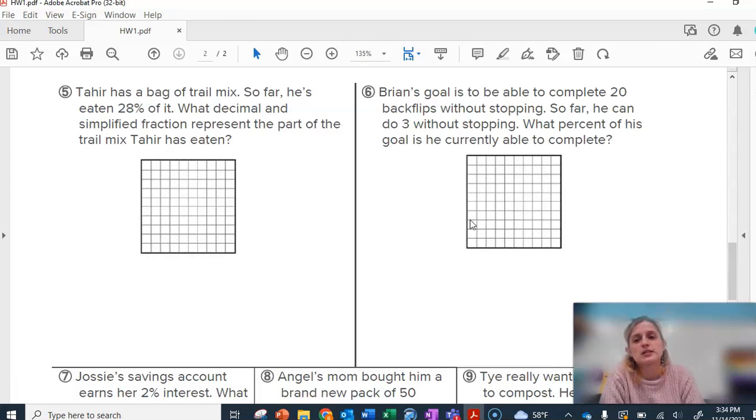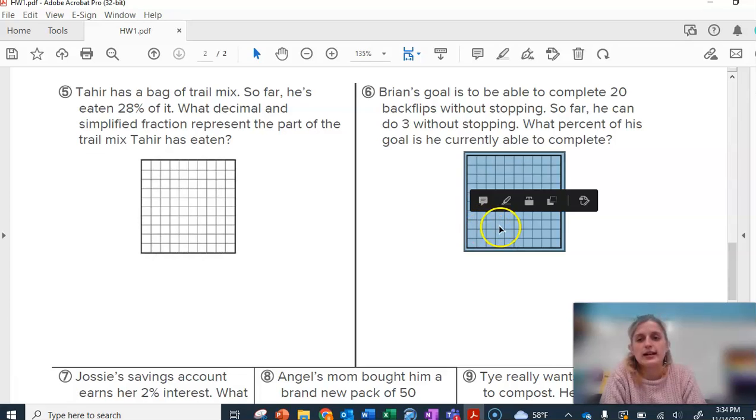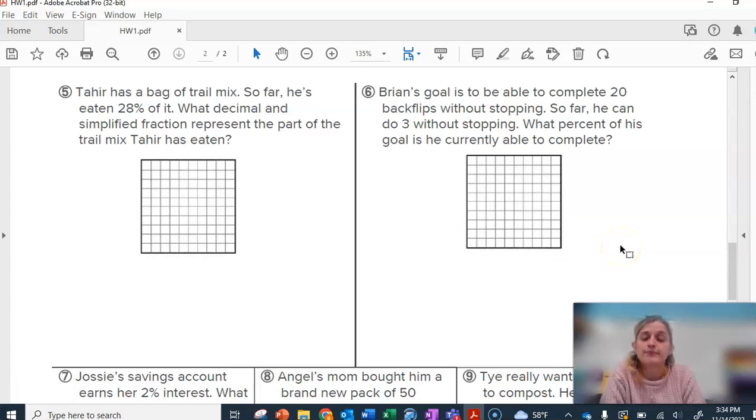Tahir has a bag of trail mix. So far he's eaten 28% of it. Make 28% into a decimal and a fraction that you then simplify. Okay, you could do that.